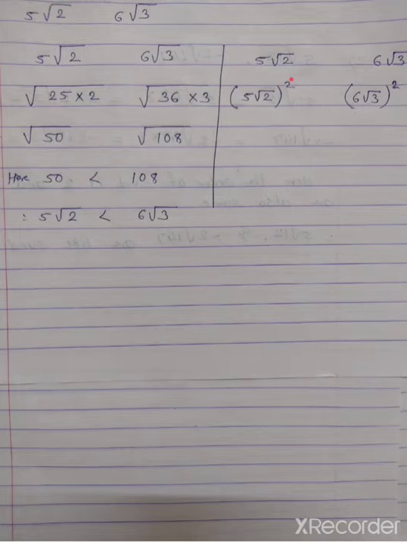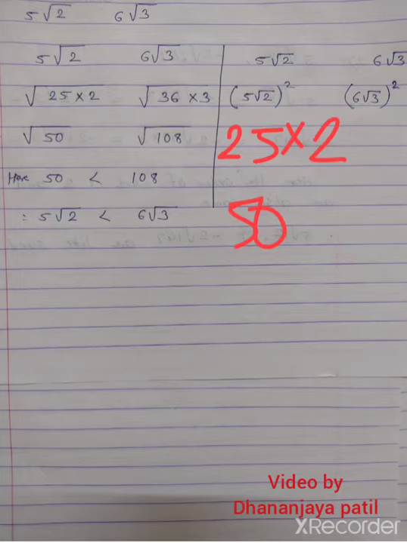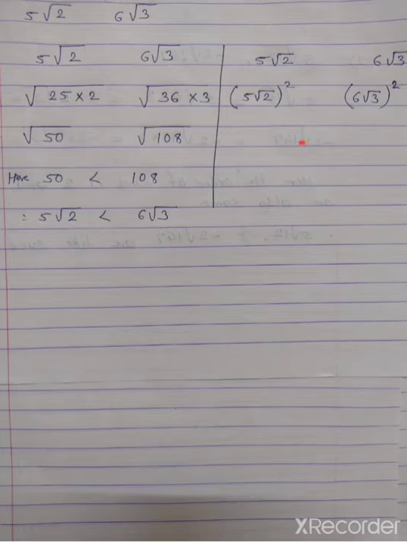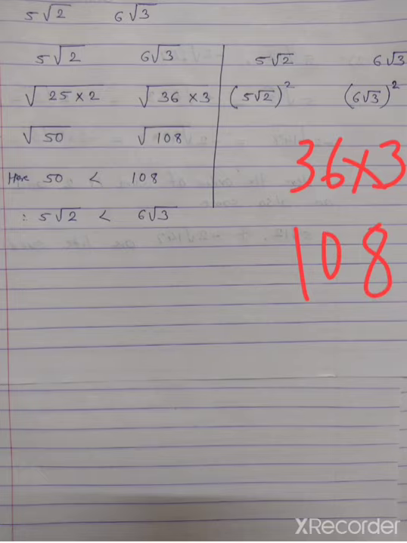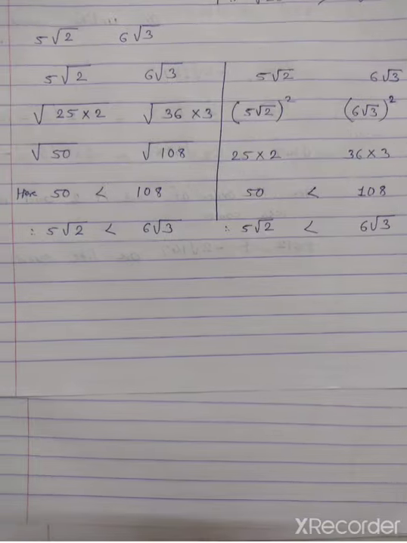Similarly, we can solve this by the square method also. Here I am squaring on both sides. When you take the square, 5 becomes 25 and root 2 becomes only 2, so you will get 50. Similarly, 6 becomes 36 into 3, so when you multiply, you will get 108. From this, again you can conclude 5 root 2 is less than 6 root 3.